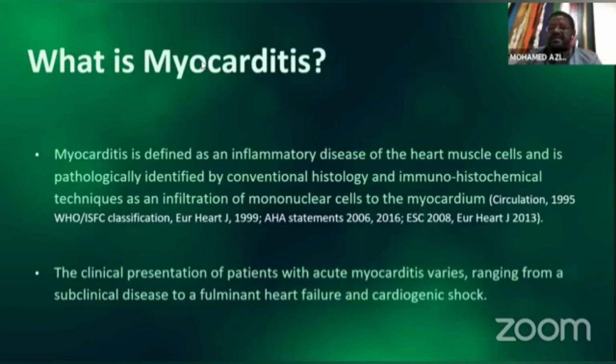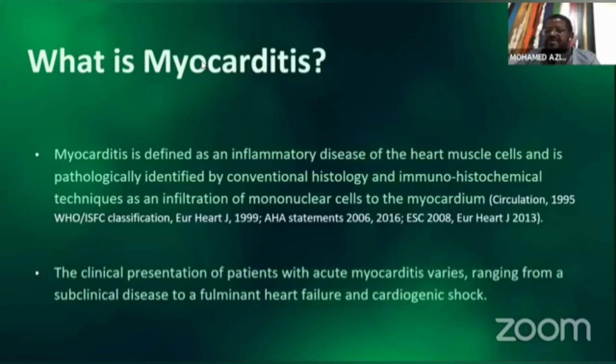So let us go to the myocarditis definition. Myocarditis was defined recently in 1995 by the WHO. Because it started from the 19th century as dilated cardiomyopathy, the final definition is an inflammatory disease of the heart muscle cells, pathologically identified by conventional histology and immunohistochemical techniques, adding infiltration of mononuclear cells to the myocardium. So it is an inflammation of the heart, but it should be confirmed histologically.